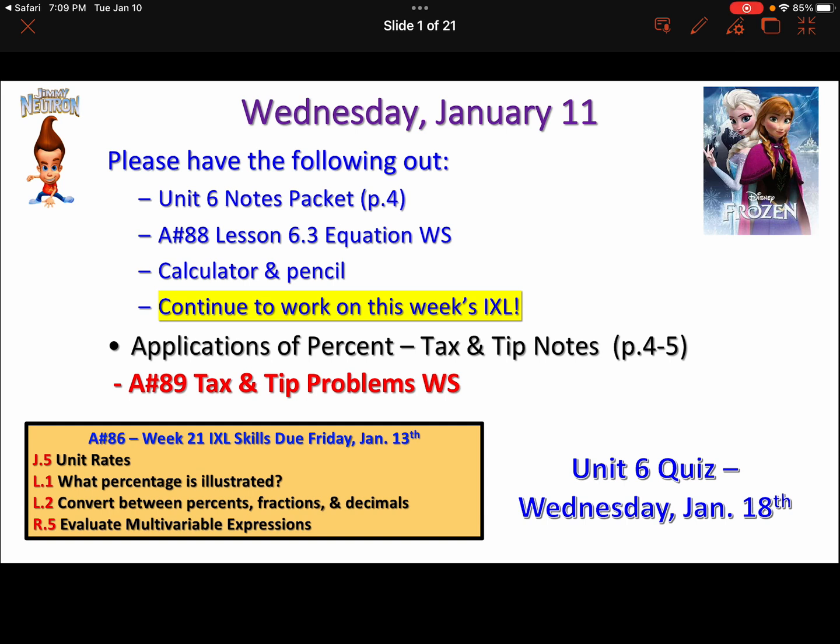Before we get to that, we're going to grade assignment 88, which is lesson 6.3 on the percent equation. Make sure you have a calculator. You may borrow a calculator. Just make sure you return it at the end of class. And hopefully you were working on your IXL as you entered class. Don't forget, your IXL is due on Friday.